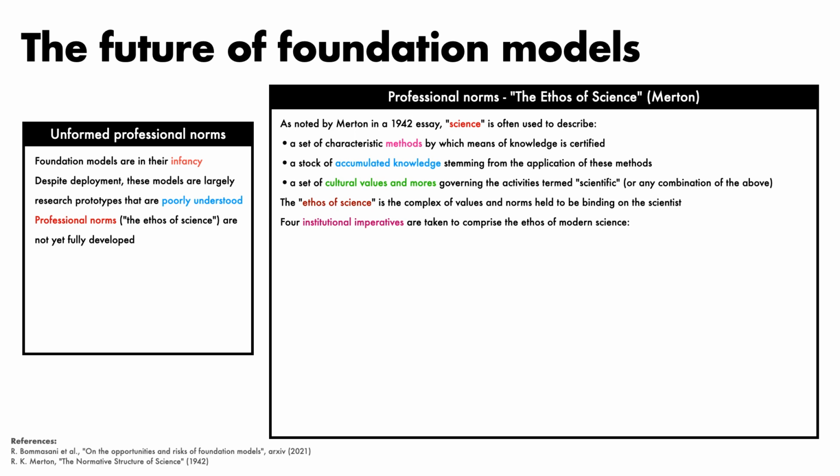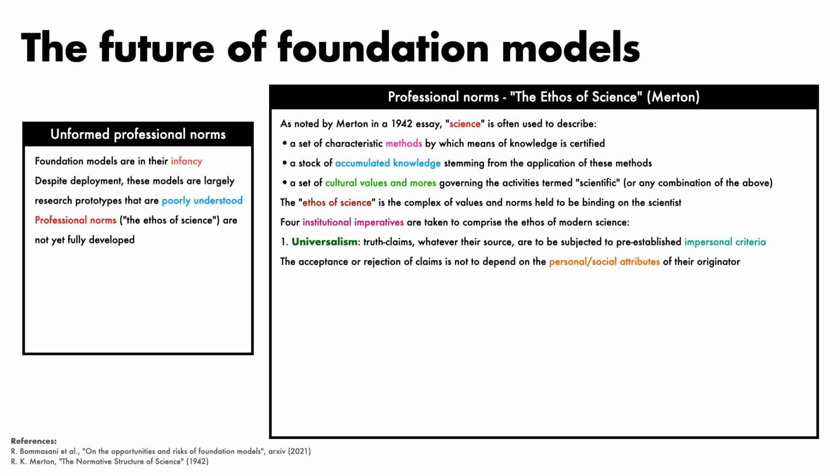The first is universalism. This is the idea that truth claims, whatever their source, are to be subjected to pre-established, impersonal criteria. Critically, the acceptance or rejection of a claim is not to depend on the personal or social attributes of their originator. In effect, race, nationality, religion, gender, class, and other such attributes are irrelevant.